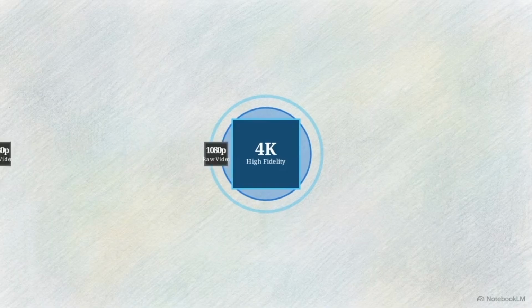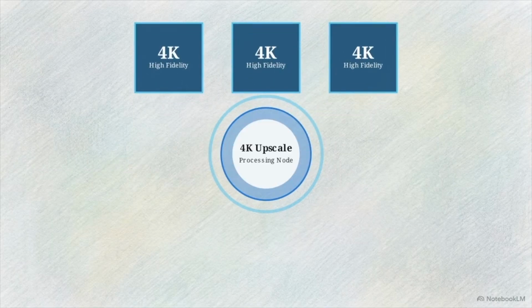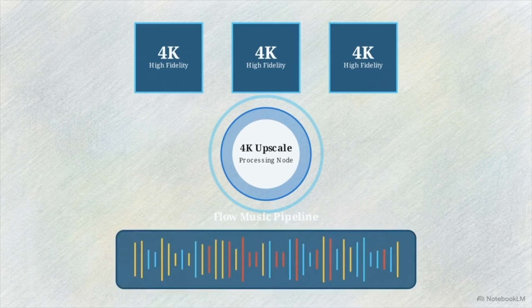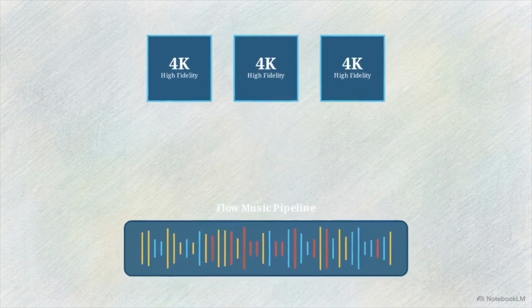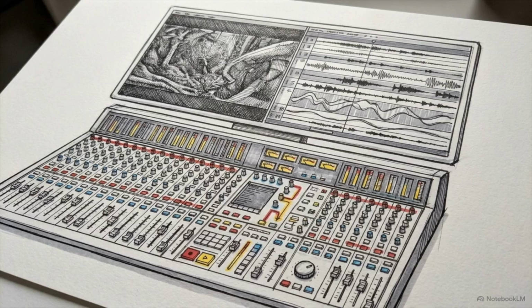Small 1080p video files pass through a central upscaling node, emerging as large 4K blocks. These lock into place as our parallel audio pipeline comes in below. Flow music outputs sync up in environments like Ableton to create one unified master file. Pairing 4K visual upscaling with strict 32-bit audio mastering provides the exact technical fidelity required for professional studio deployment.